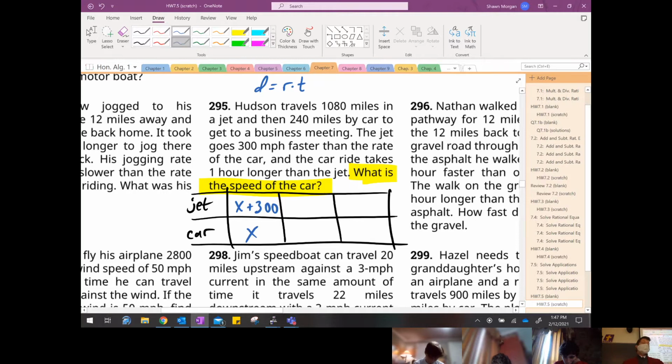Now about the time, I don't know about the time, but I do understand that the jet's going faster, so his time will be smaller. And I kind of like letting the smaller value be my variable. So why don't we let t be the variable for the amount of time that the jet goes. And then did you read it where it says it takes the car an hour longer? So yeah, very good, t plus 1. Okay, that's cake so far. We're just plugging and chugging, baby. And then distance, how do I get distance? Well, they gave it to me. Duh. 1080 and what? 240. Always helps to read the problem, right?